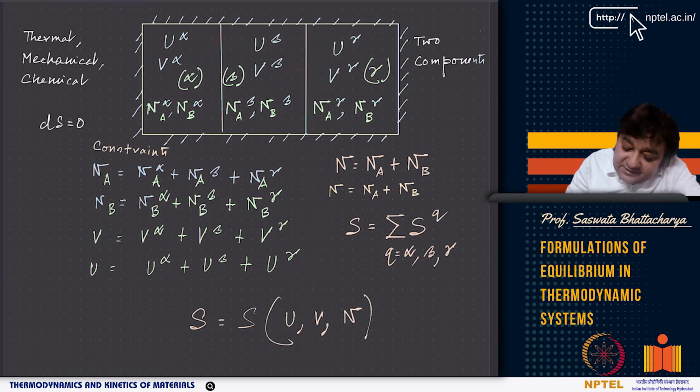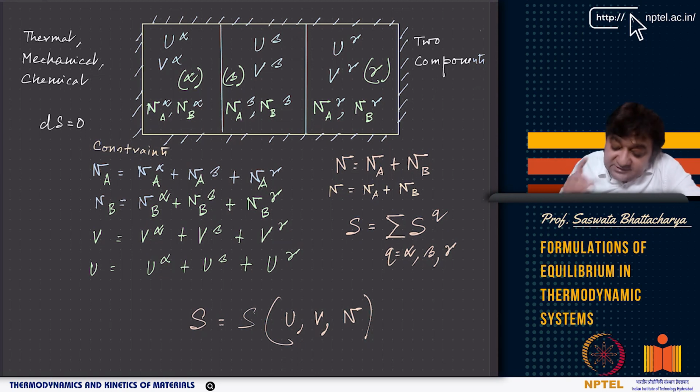The volumes can readjust, like V alpha can increase, V beta can decrease, V gamma can increase, or V beta can increase, V gamma can decrease. However, the total volume of the isolated composite system remains constant, like V equals V alpha plus V beta plus V gamma, which is constant.